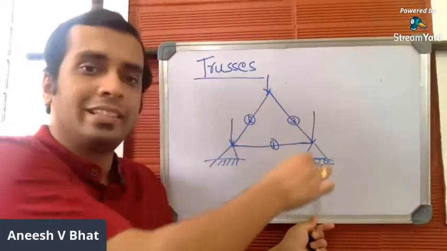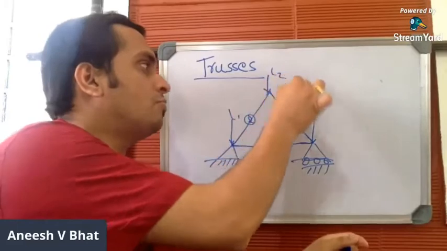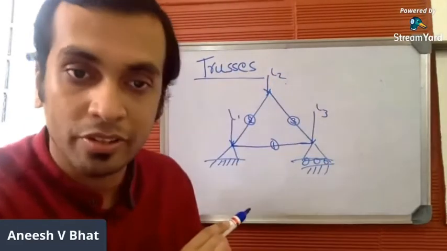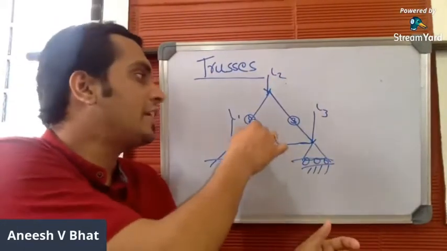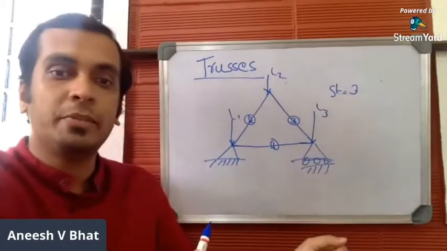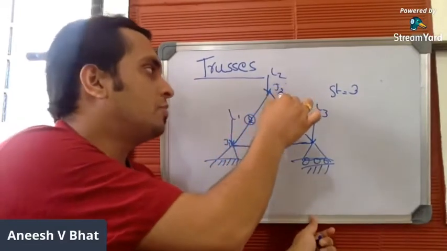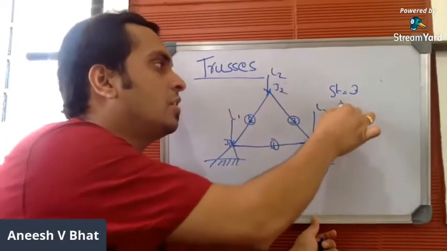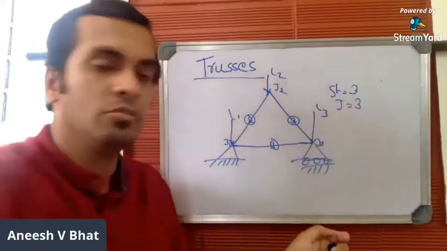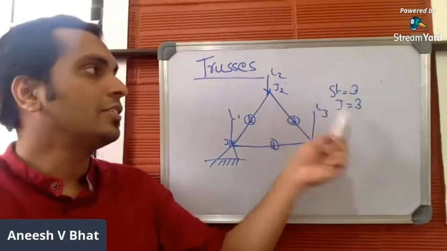In this particular example, these are the loads: load 1, load 2, load 3. We'll ignore the loads for the time being. You have three straight members. And how many joints do we have? Joint number 1, joint number 2, and joint number 3. So the number of joints is also 3. You have three straight members and three joints.